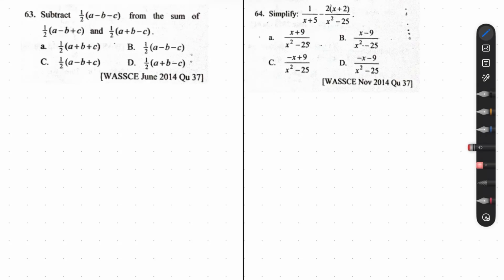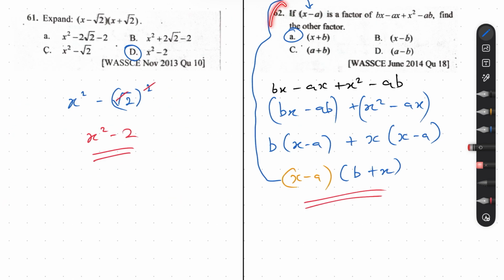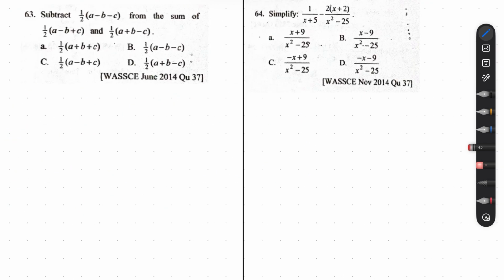In this session, we start with question number 63. Previously, we ended on 62. Okay, now let's start with question number 63. It says, subtract this from the sum of this and this. So that means we add this and this, then we subtract this. Okay, that's what the question means.